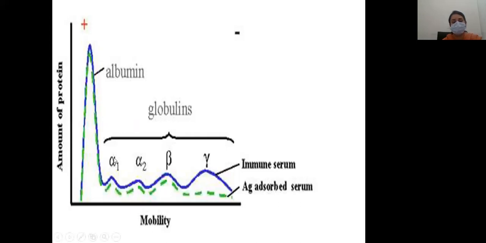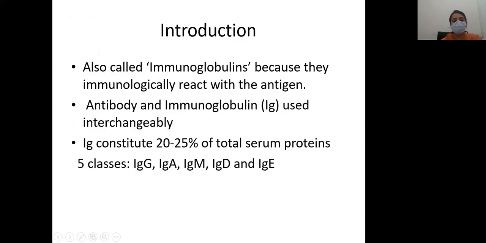What are the globulins? There will be alpha 1, alpha 2, beta, and gamma globulin. They are also called immunoglobulins because they immunologically react with the antigen. So antibody and immunoglobulin are used interchangeably. Immunoglobulins constitute about 20 to 25% of total serum proteins, and we divide these immunoglobulins into 5 classes: immunoglobulin G, immunoglobulin A, immunoglobulin M, D and E.